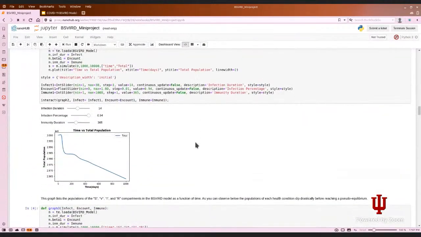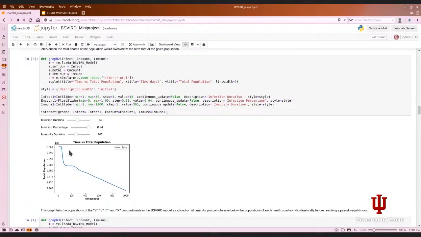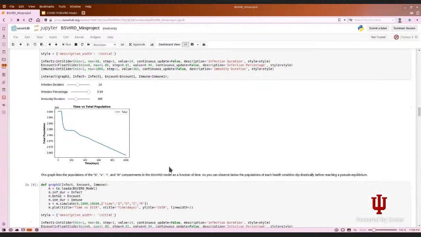And then we can see the total population, and it looks like a huge drop, but it's only because it's going down to this number here. The initial population is based on, I think, the U.S. population, like 300 million or whatever. So I think these are in thousands. But yeah, that's sort of a plot.